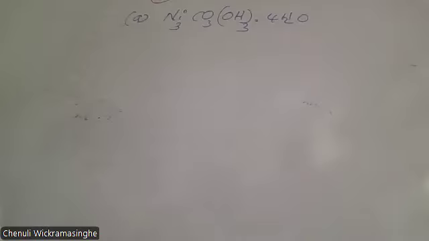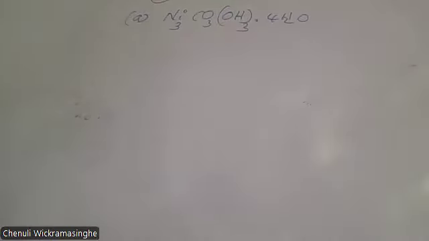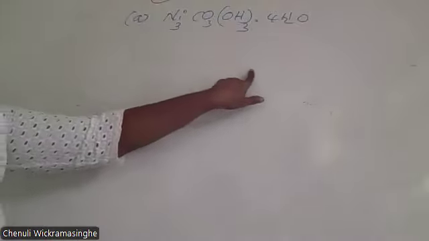First one, you are given this. Nickel 2 carbonate can be formed by the reaction of nickel 2 sulfate with sodium carbonate under alkaline conditions. The equation is given to you. You are asked to find the relative formula mass of basic nickel 2 carbonate. So your structure is given here.